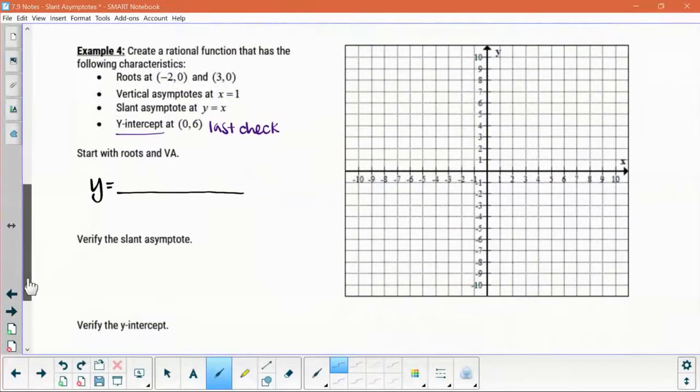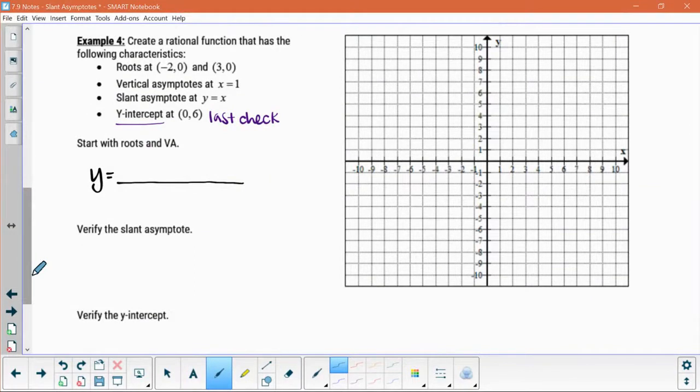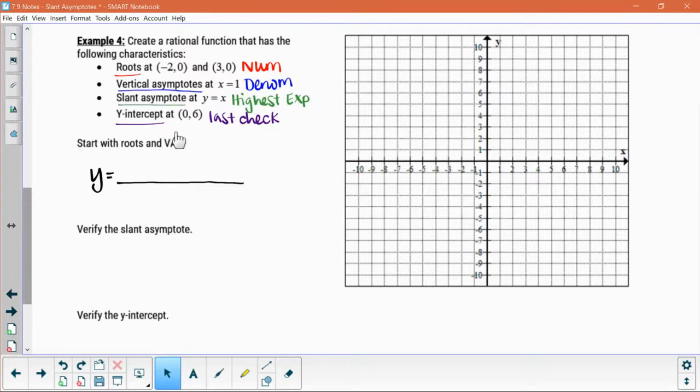Example 4, we are creating a rational function that has the following characteristics. And we already have one note made, but I do have a couple more. I'm not even going to focus on the graph right now. We're just going to focus on what we've been told. Roots at -2, 0 and 3, 0. Roots are always going to be in the numerator. Vertical asymptotes come from the denominator. Slant asymptotes depend on the highest exponents, and y-intercepts are typically our last check.